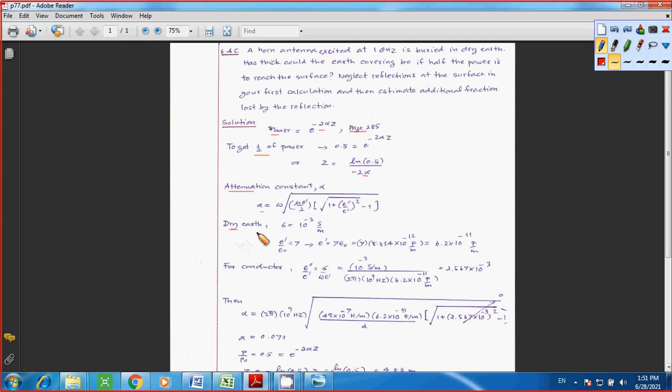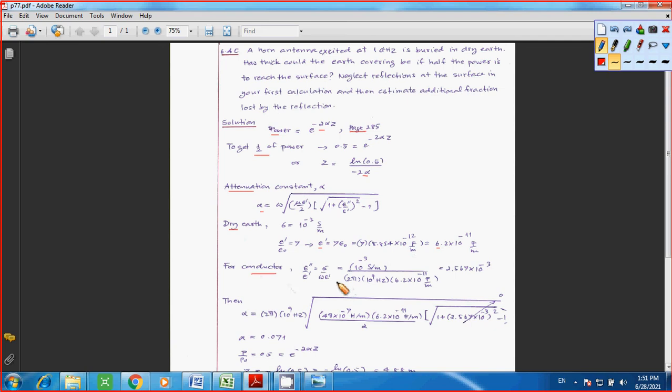Now let's consider the dry earth, where your sigma is equal to 10 to the negative 3 siemens per meter, and epsilon prime over epsilon 0 is equal to 7, or actually your epsilon r equal to 7, the relative permittivity. So you have your epsilon for the dry earth equal to 7 multiplied by epsilon 0. That gives you 6.2 times 10 to the negative 11 farad per meter.